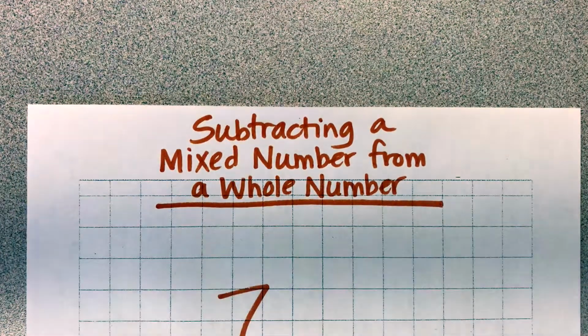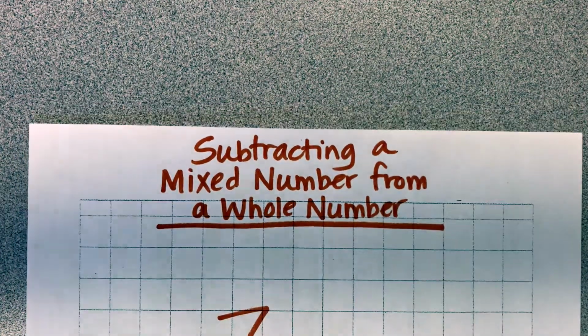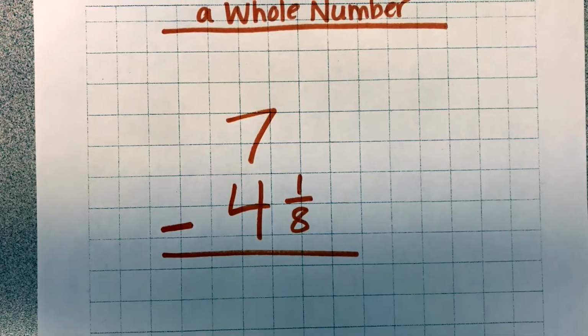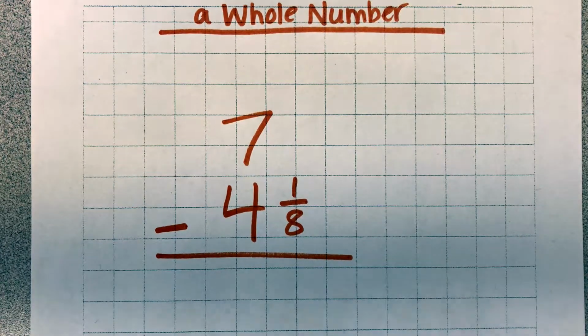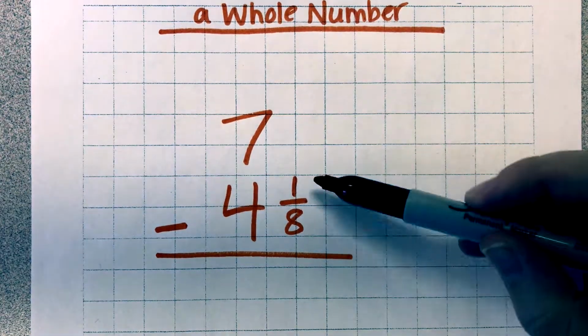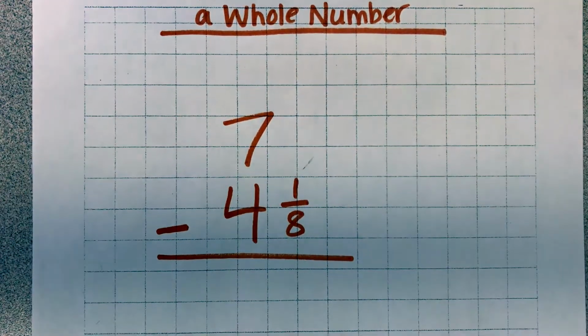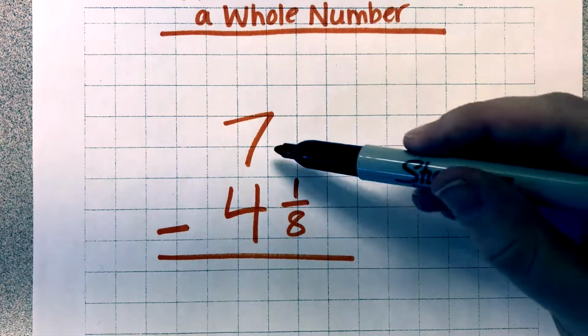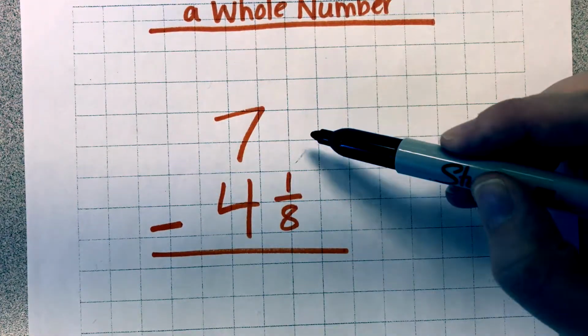In this video, I'm going to show you how to subtract a mixed number from a whole number. So it would look something like this: 7 minus 4 1/8. So in order to do this problem, we cannot subtract 1/8 from nothing. So we are going to have to try and turn this 7 into a mixed number.